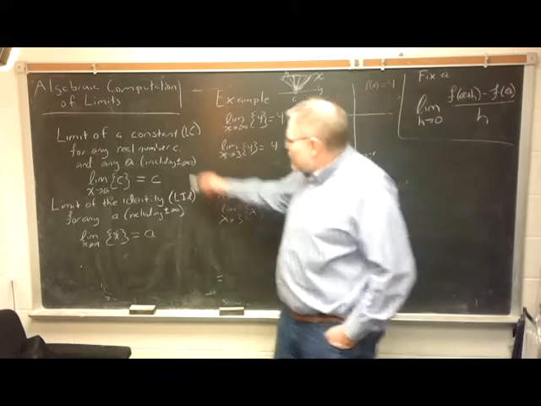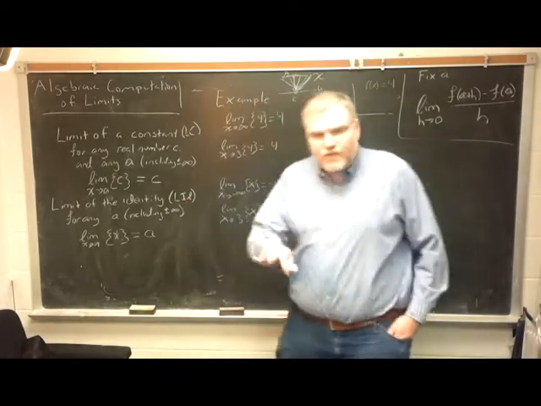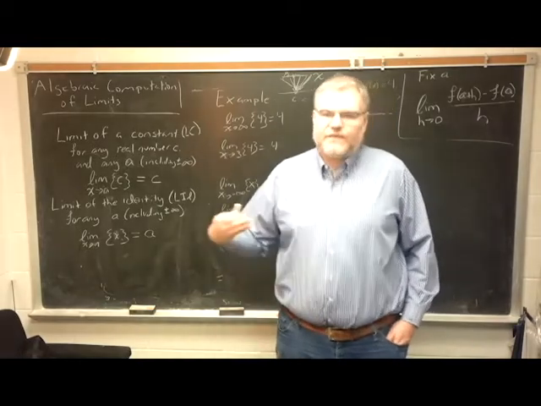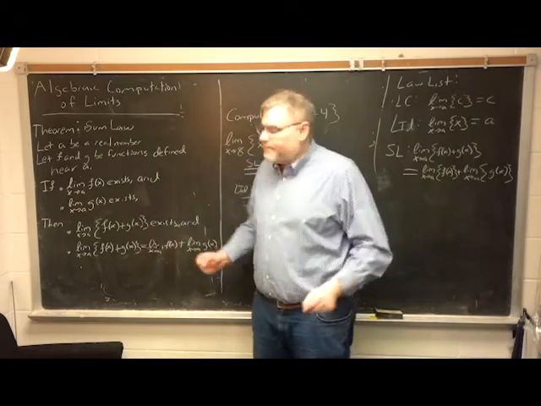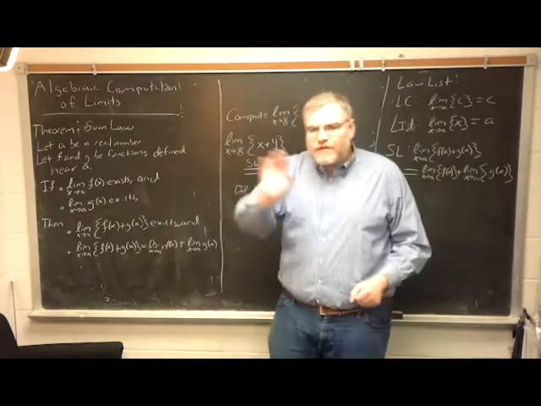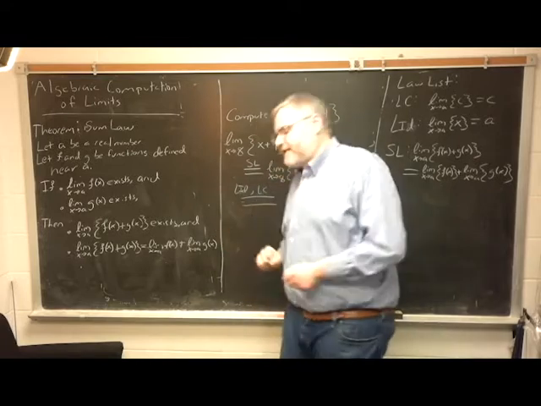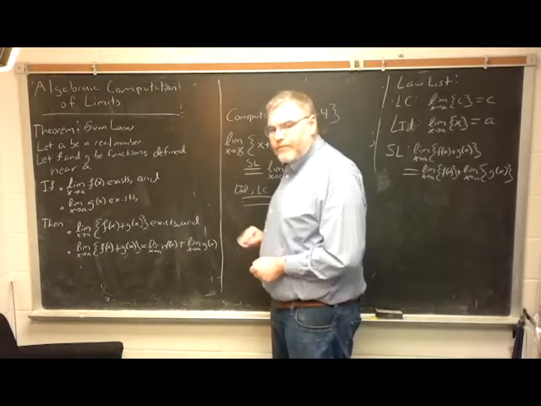So those are our two new rules, the limit of the constant and the limit of the identity. Now we need to add some theorems so that we can compute things algebraically. Okay, so the statement of the sum law is this. Let A be some real number. Notice I'm confining myself to finite things for the moment. There will be an infinite version. Let f and g be functions defined near A.